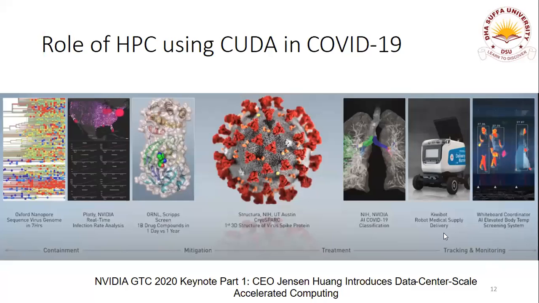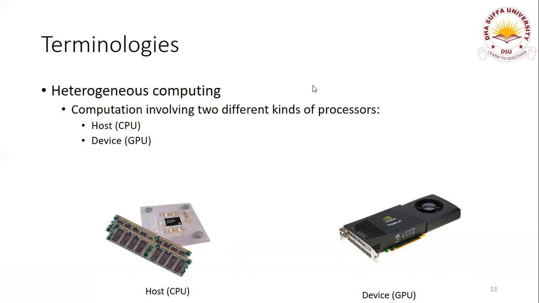We can see a robot for medical delivery supply. This is a Kiwi bot, named Kiwi bot, and it is made for medical supply delivery. And then we have an AI elevated body temperature screening system, which screens the temperature of the body live. So all these possibilities are possible by using high performance computing using CUDA, and there is much more where we can use this platform. So moving on, from here the introduction starts.